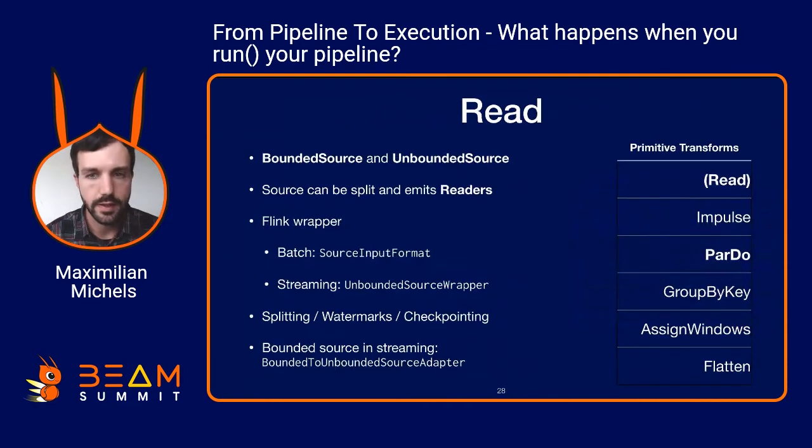Similarly, it works for the Read transform, which is now deprecated. But in the old times, we had bounded and unbounded sources. In order to wrap and support these, in batch we have the source input format, which corresponds to Flink's concept. And in streaming we have the unbounded source wrapper. This takes care of the splitting, the watermarks, and the checkpointing. We even have an adapter to convert bounded sources in streaming, so we can use them in streaming mode and don't have to use batch if we have a bounded source.